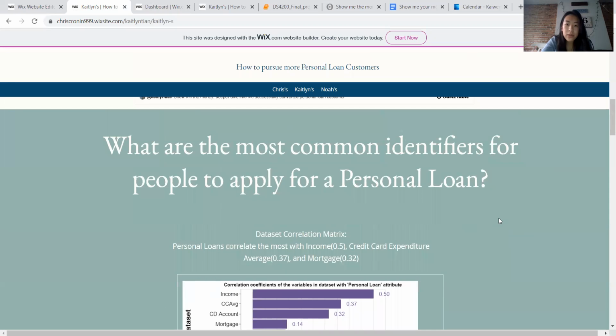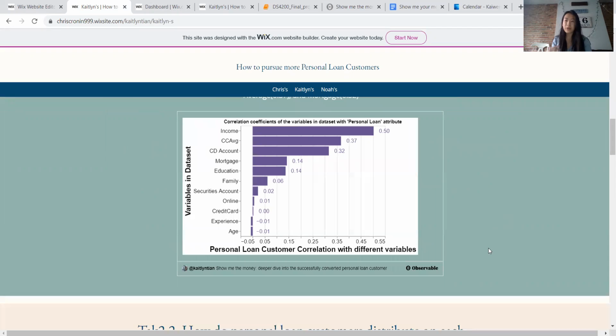First of all, I'm looking to find out what's the most identifiable factor for people to apply for personal loans. So with that, I used a correlation coefficient to find which attributes, or columns, correlate with the personal loan Boolean value the most. It seems like it's income, credit card spending, and if they have a certificate of deposit.